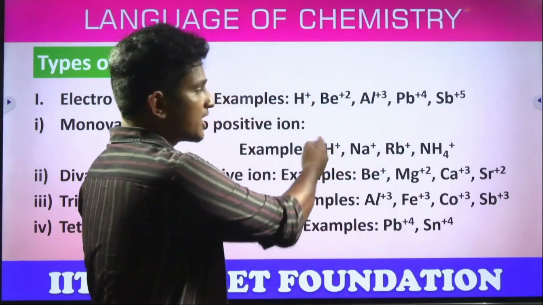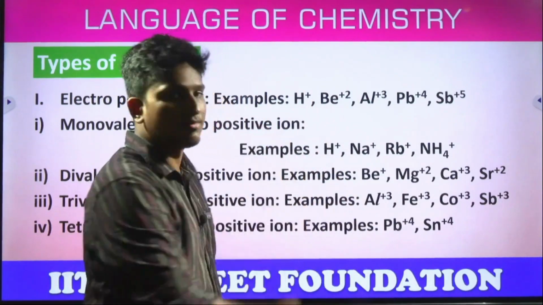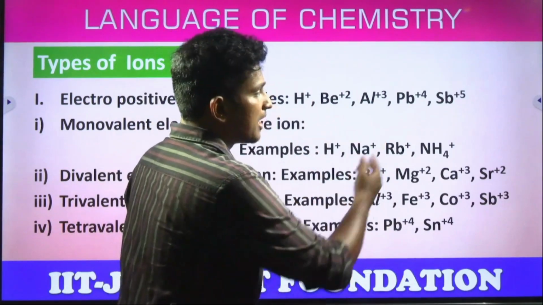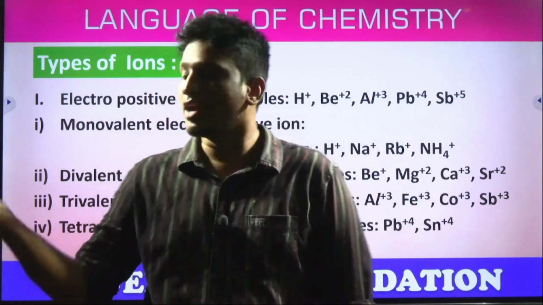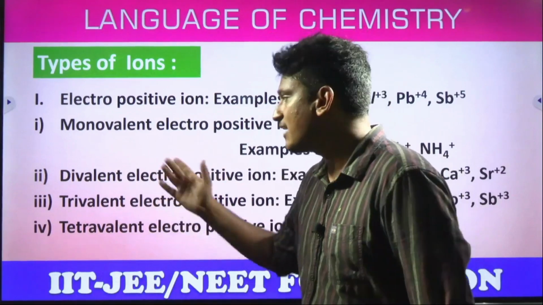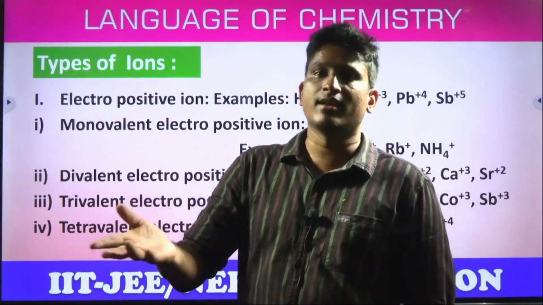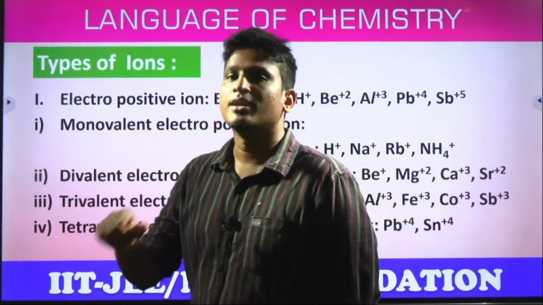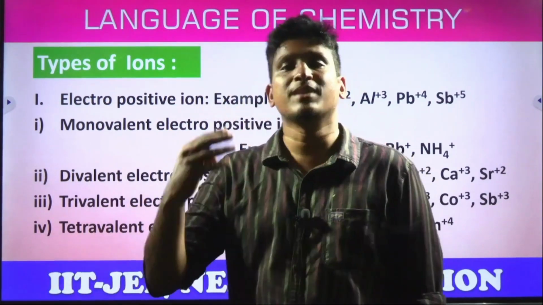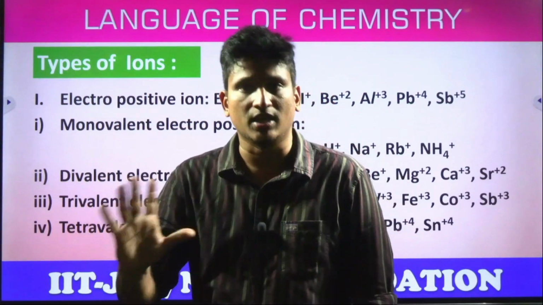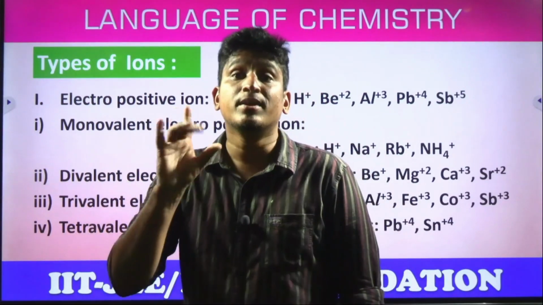H plus ion, what is the charge? Plus 1. Sodium ion, what is the charge? Plus 1. Rubidium, ammonium, all have plus 1 charges. Yes or no? That makes monovalent. Now I think the remaining are all very simple. Divalent means divalent or bivalent, both are the same. What is the charge they have? Plus 2 charge. Trivalent means plus 3 charge. Tetravalent means plus 4 charge. Pentavalent means plus 5 charge. Got the clarity? It depends upon the type of element.